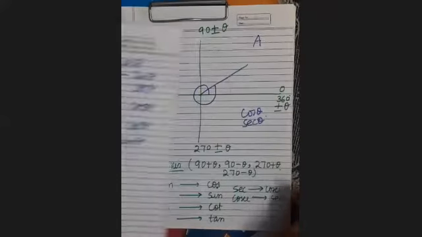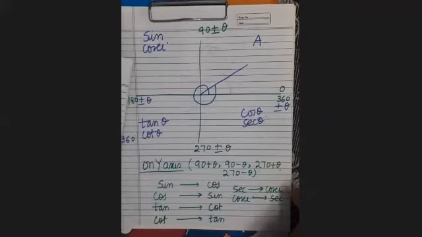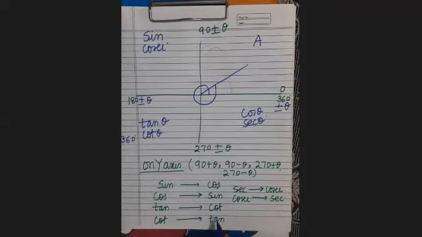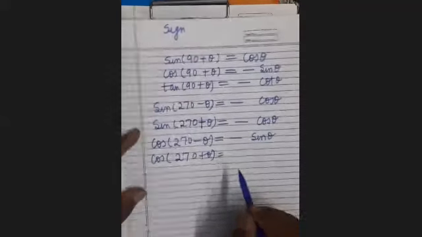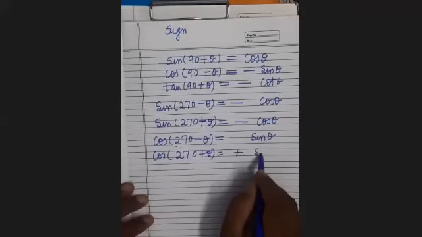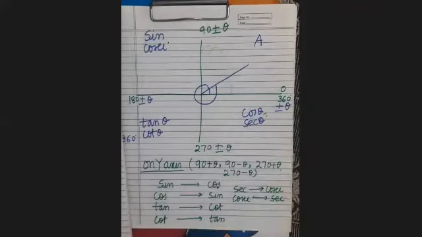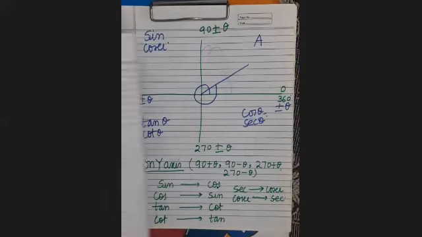Minus sin theta. It is in the fourth quadrant. It is in which quadrant? Fourth quadrant, and in the fourth quadrant cos is positive, so it will be plus sin theta. Very good. So this way you can find every value.